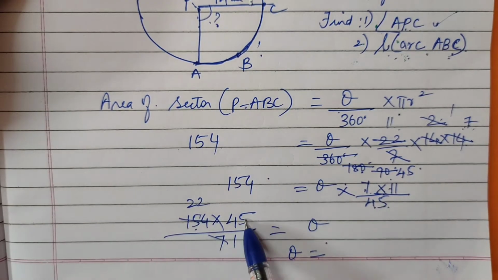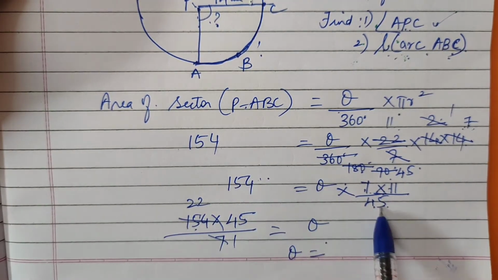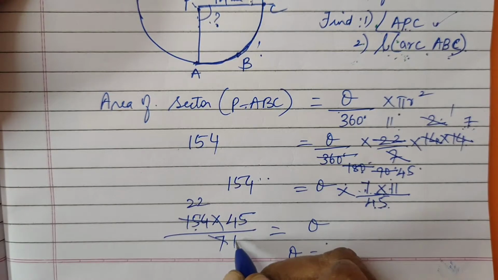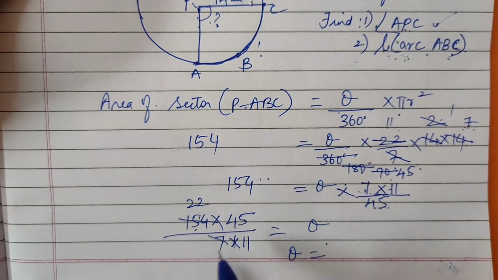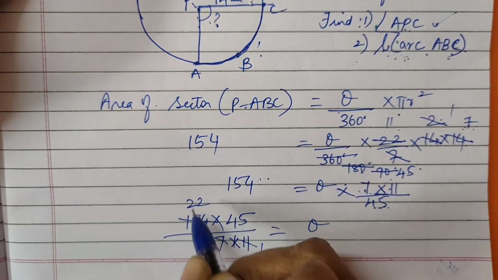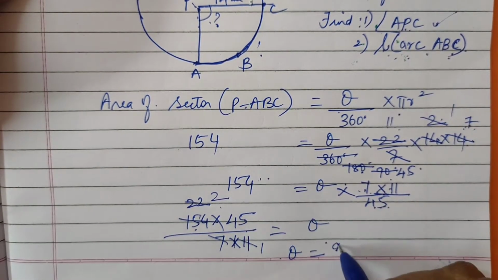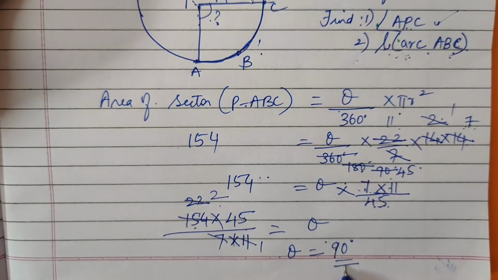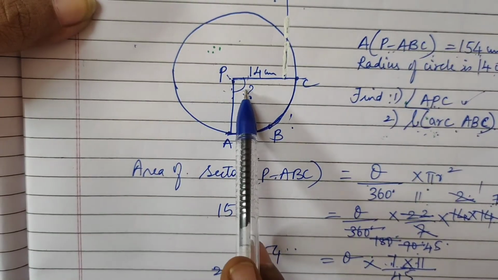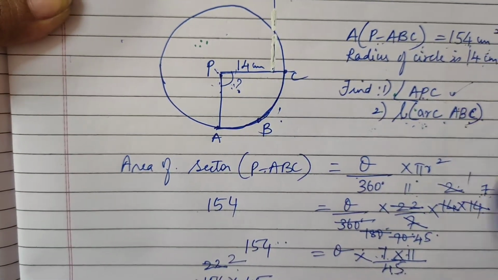Now what I'm taking is 154 into 45, and here 7 into 11. Okay, so what I can do, 11 1s are 11, 11 2s are 22. So how much do I get? 45 into 2 is 90 degree. So did I get 90 degree? Here, that is angle P. Angle APC is 90 degree.